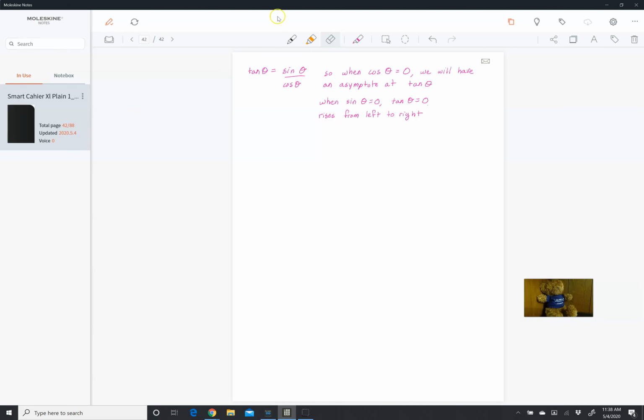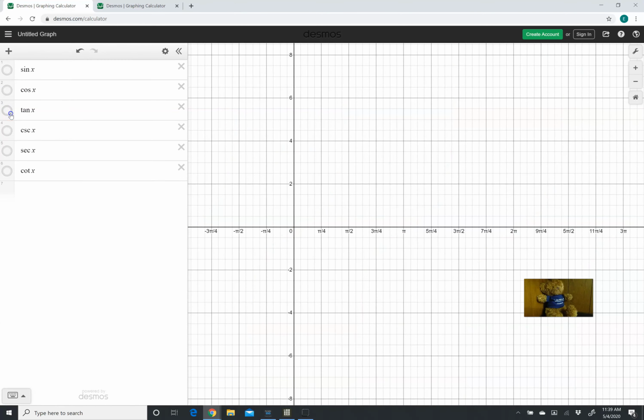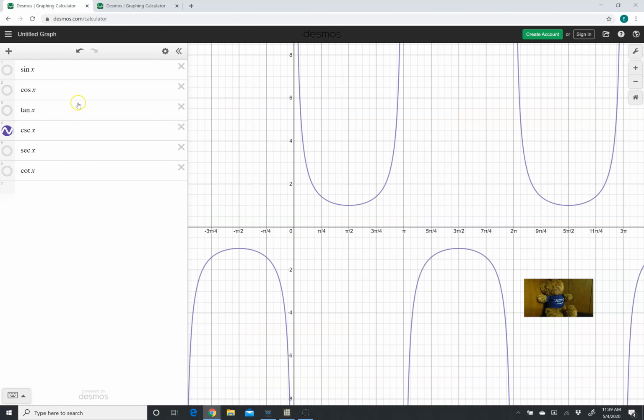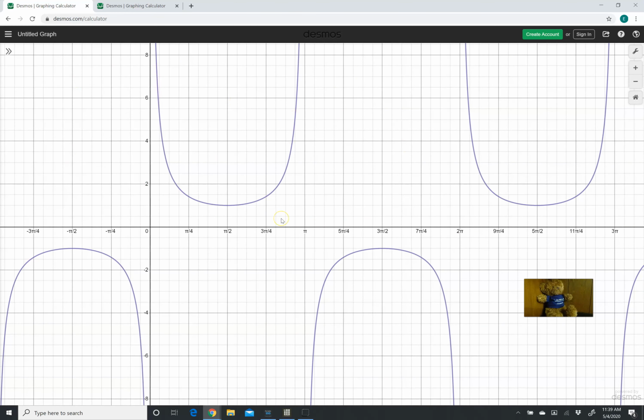Okay. Let's look at a different graph. Let's look at cosecant. Here's cosecant of x. Looks crazy, right? It looks almost like we took a graph and turned it inside out. Well, why is this cosecant?